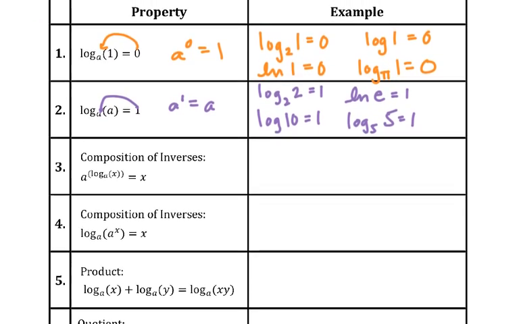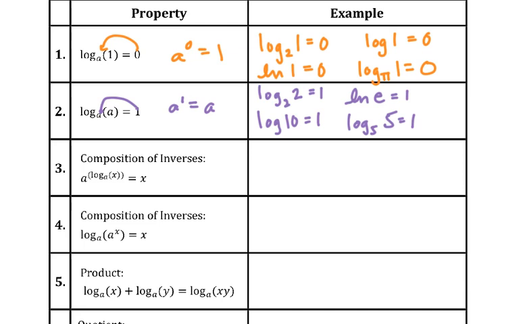So continuing down, using our chart here, composition of inverses. So these are both very similar, 3 and 4, but when you have a base with a logarithmic power of the same base, or a log with an argument that is the same base to the power, they're going to cancel each other out, and you'll just end up with that argument x as your answer.